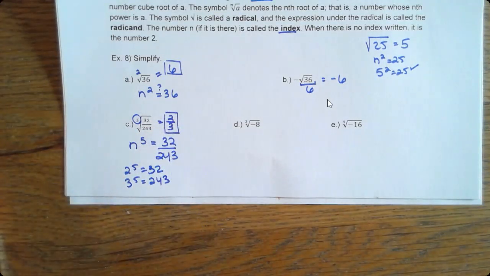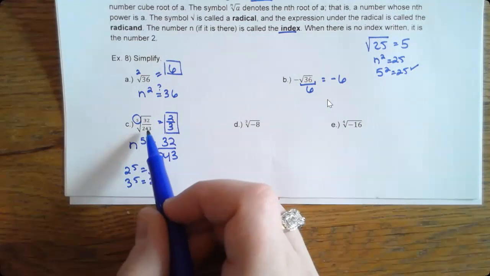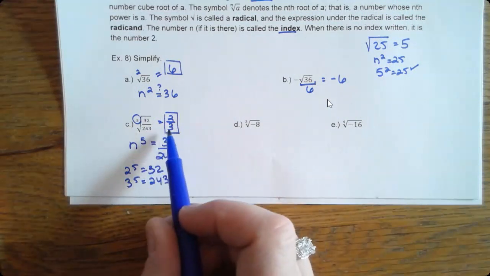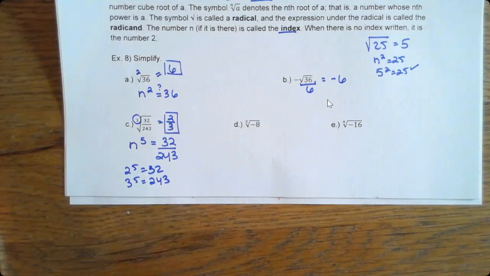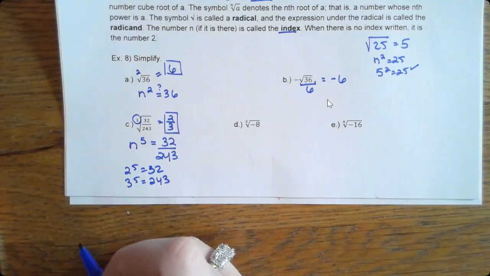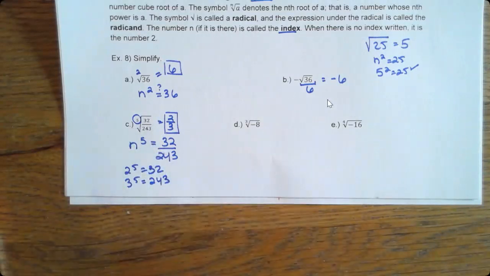Now, when you're testing these out, powers blow up very, very quickly. So even though 243 seems large, only the number 3 was needed here, right? 3 to the 5th power was 3 times 3 times 3 times 3 times 3. It blows up very quickly. So if you're trying to guess and you're doing it by hand, start low.